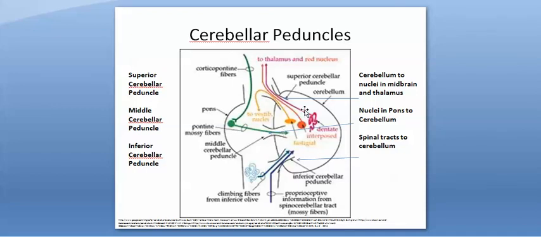All right, and then lastly, we get to talk about the superior cerebellar peduncle. Now that we have the information in, we're going to integrate that, and then send that out either to nuclei in the brainstem or to the thalamus.